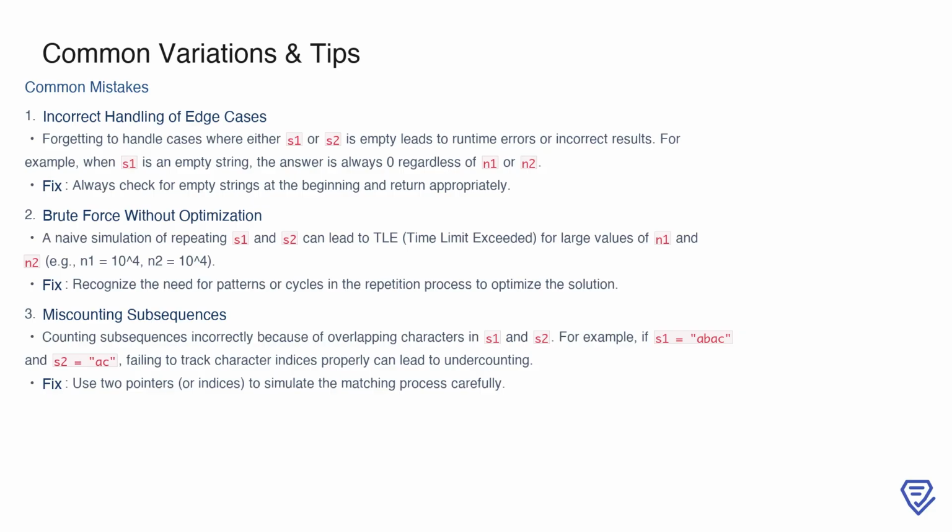If S1 is empty, for example, no matter what values N1 or N2 take, the result will always be 0 because there's nothing to repeat. The fix here is straightforward: check for empty strings right at the start and return the appropriate result.